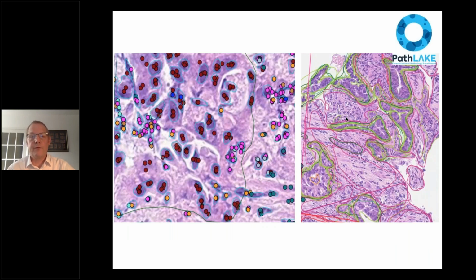So, for example, as shown on this slide here, on the left-hand side, you can see a high-power view of a piece of invasive colorectal carcinoma, which has been annotated with the red blobs representing the tumour cells and the remaining cells annotated by different coloured dots.